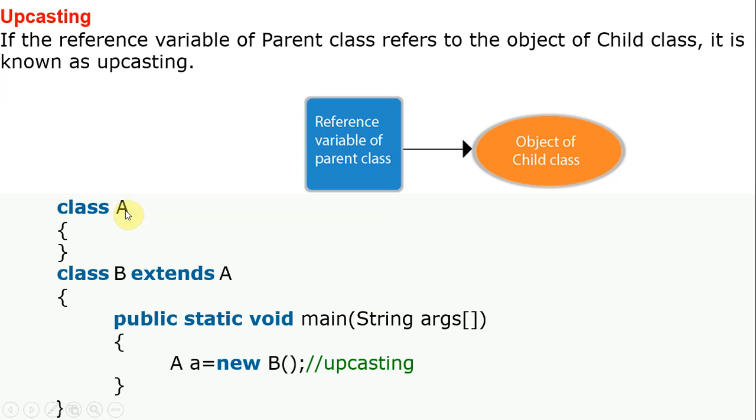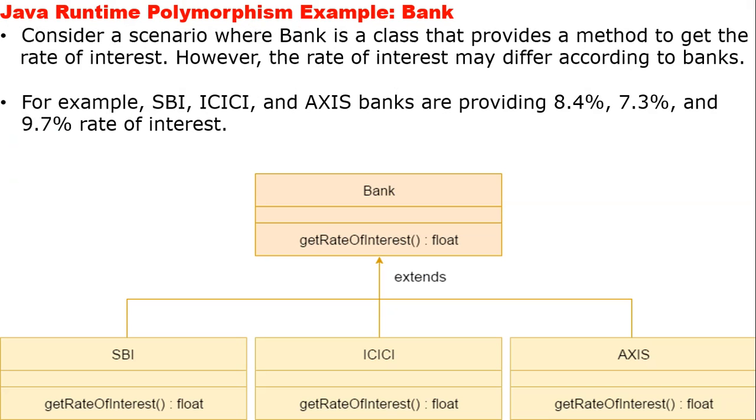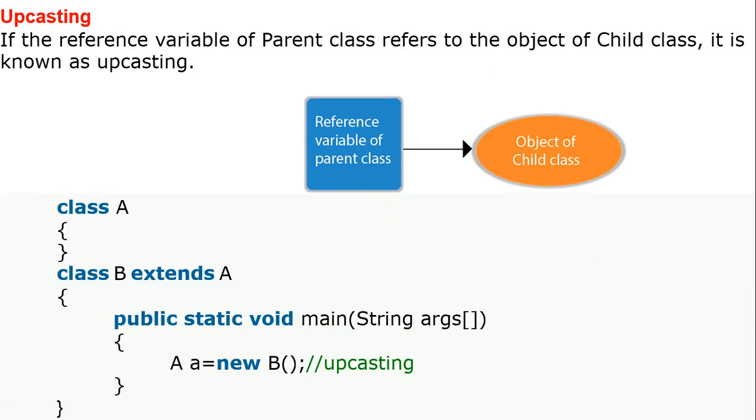Okay, so when we go with examples: SBI is a bank, ICICI is a bank, Axis is a bank. So that means inheritance is nothing but an is-a relationship. So B is a type of A. So between A and B we are presenting inheritance.